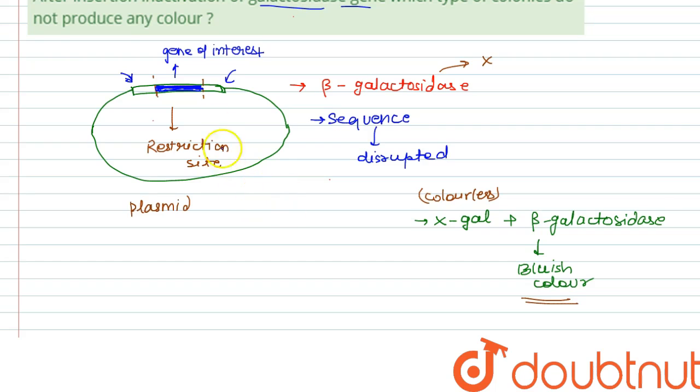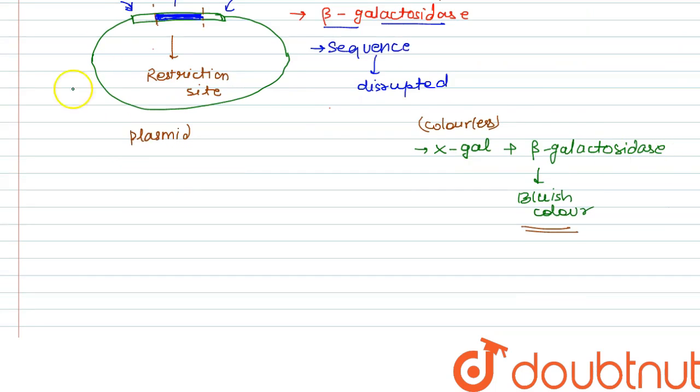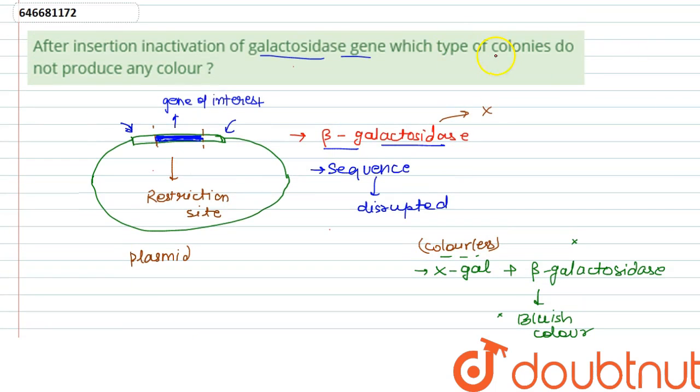And in the plasmids where our gene of interest has been inserted, only those colonies will not be able to produce this beta galactosidase. There will be no beta galactosidase for X-gal to react with, so those colonies will not produce any bluish color. Hence those colonies will be colorless, or we can say we will have white colonies. So the question says that those colonies which do not produce any color, which are colorless, are the colonies which have our gene of interest, which have our recombinant DNA.